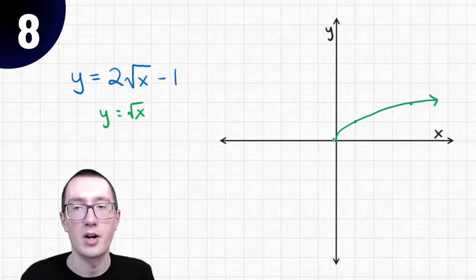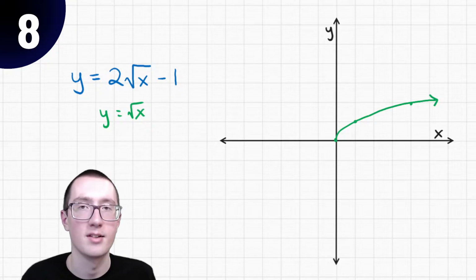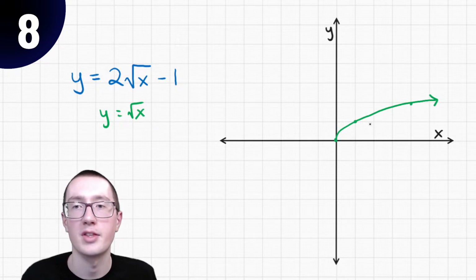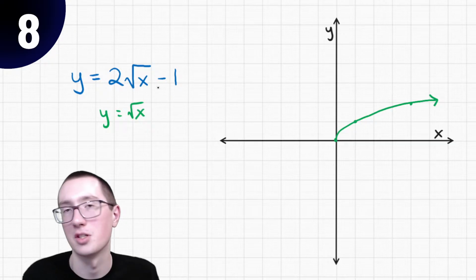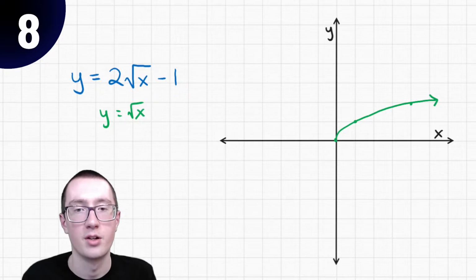So this is our parent graph. And if you were doing any sort of square root graphing, this is what you would put for your parent graph every time. So you can basically memorize this: (0, 0), (1, 1), (4, 2). You just plot this every time. And that's why we even do this in the first place. So now we just need to figure out what our transformations are doing.